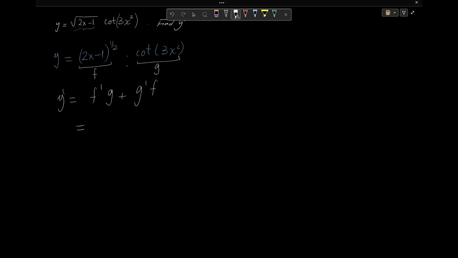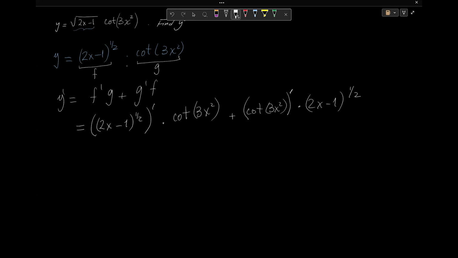So what's f prime? That's 2x minus 1 to the 1/2 prime times g, cotangent of 3x squared, plus g prime, that's the derivative of the cotangent of 3x squared, times the first, which is 2x minus 1 to the 1/2.